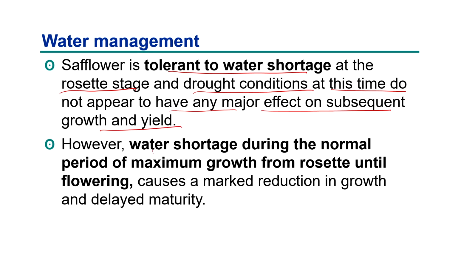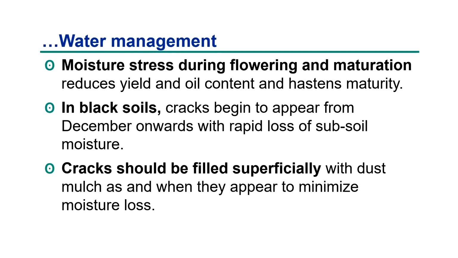However, water shortage during the normal period of maximum growth from rosette until flowering causes a marked reduction in growth and delayed maturity. So during this particular period, there should not be shortage of moisture in the soil. Moisture stress during flowering and maturation reduces yield and oil content and hastens maturity. Hasten means it brings early maturity.